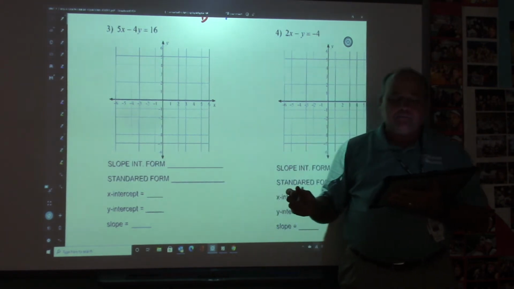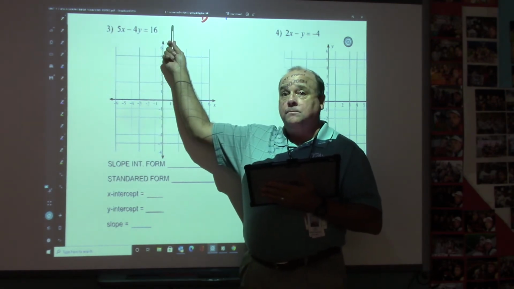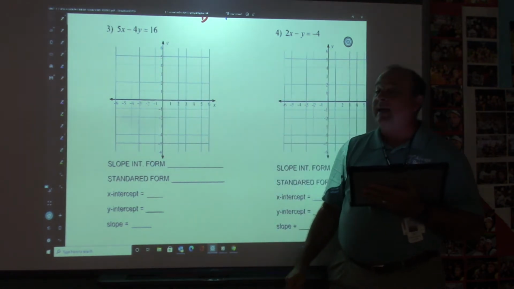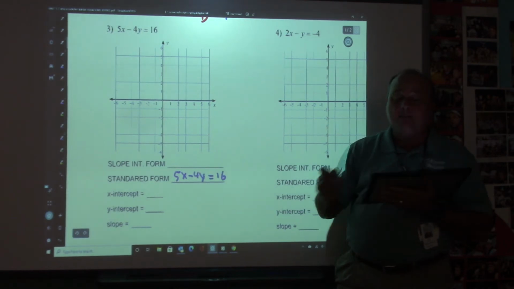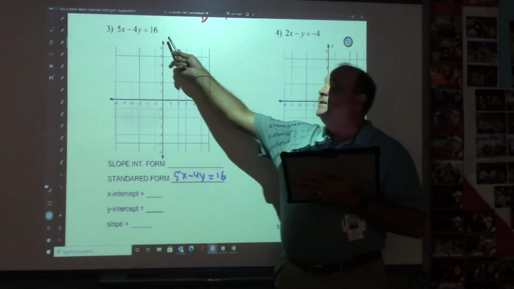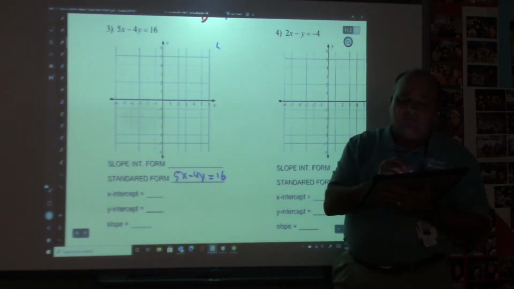Okay, we're going to do one more completely, then I'll switch a y-intercept to a standard for you, okay? Notice on this one, this is in standard form, isn't it? Everyone see that? That is in standard form. So I can go ahead and write down my standard form. So I'm going to write down 5x minus 4y equals 16. So this is in standard. I need to get my y-intercept. You did this last year. So write down 5x minus 4y equals 16.